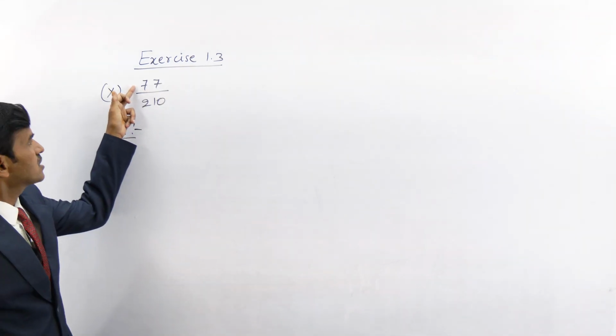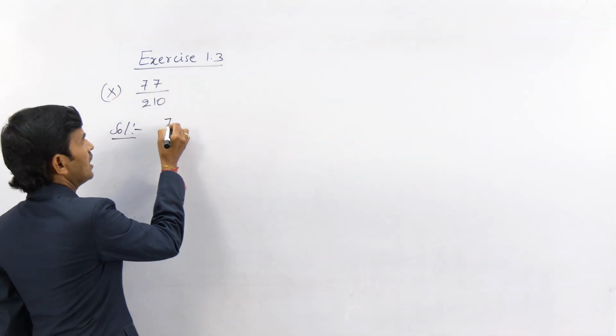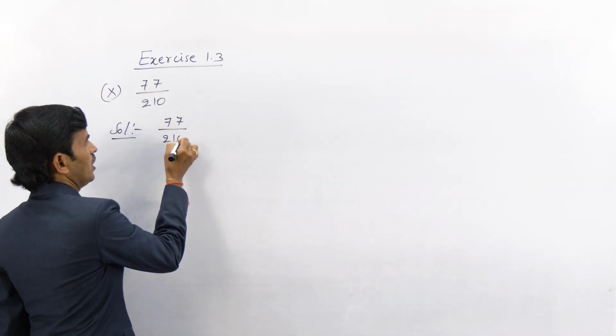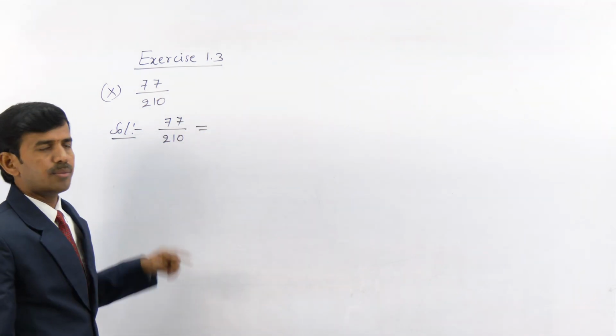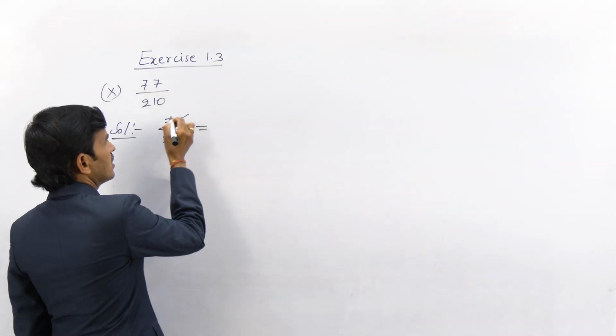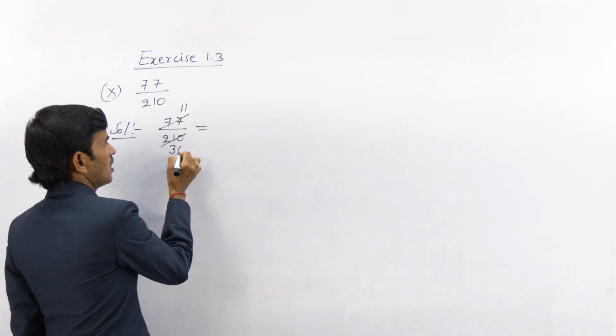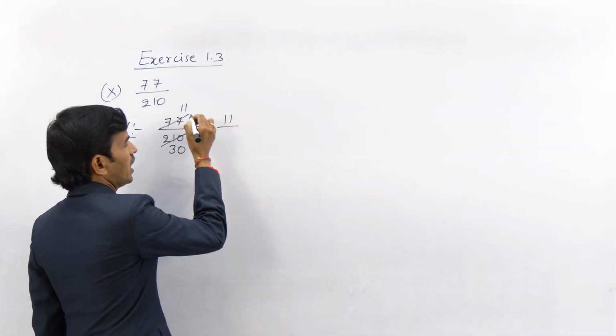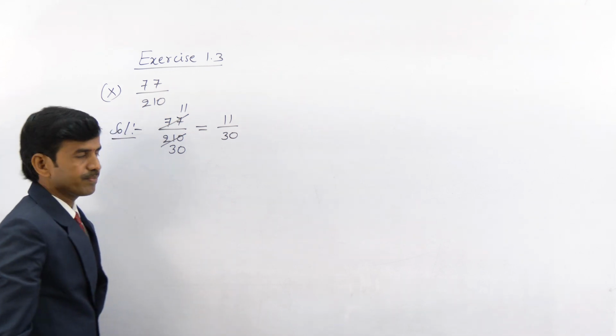Rational number is 77 by 210. Let's convert this 77 by 210 into its simplest form, by cancelling with 7. 7 11s are 77, 7 3s are 21, 7 zeros are 0. So what you get? 11 by 30.